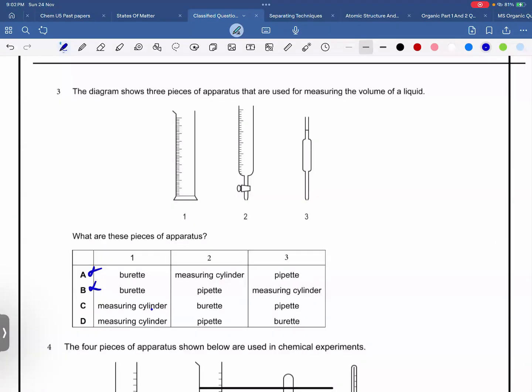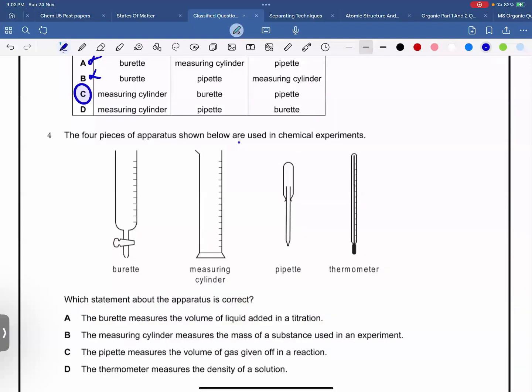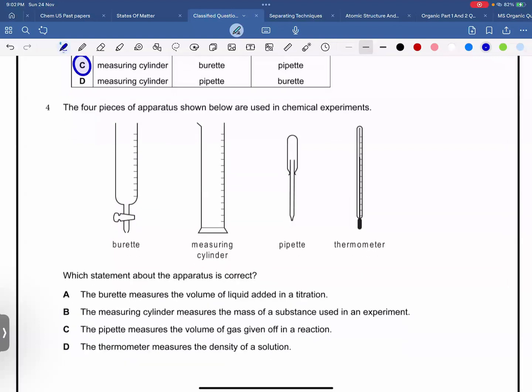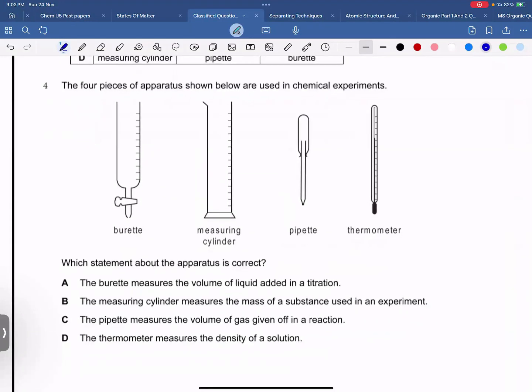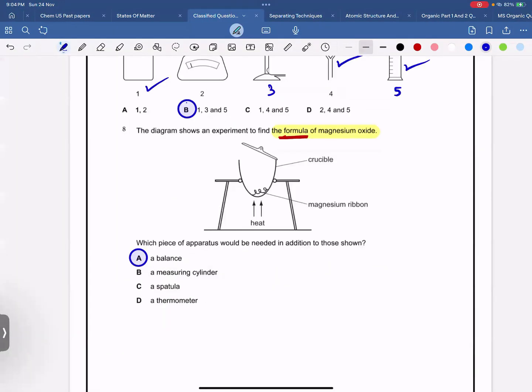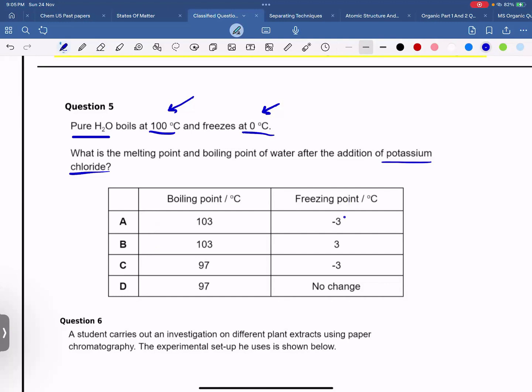The four pieces of apparatus shown below are used in chemical experiments: burette, measuring cylinder, pipette, and thermometer. Which statement about the apparatus is correct? The burette measures the volume of liquid added in titration. This is correct.